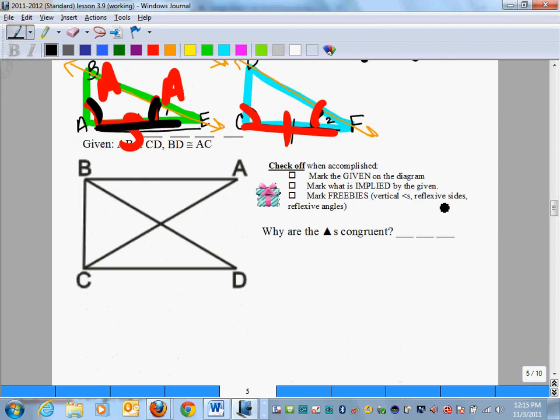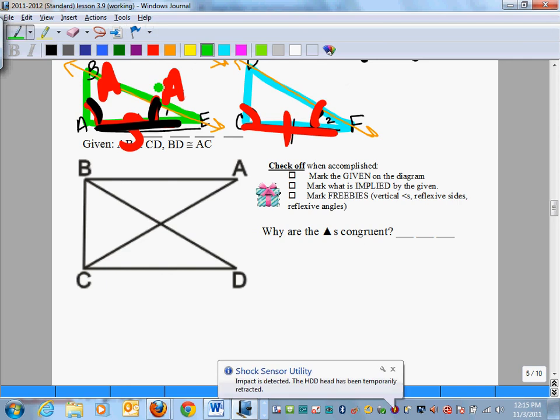Okay, this one, I'm not going to do it for you. What I'm going to do is get you to trace. I'd like you to trace and pull apart these two triangles.